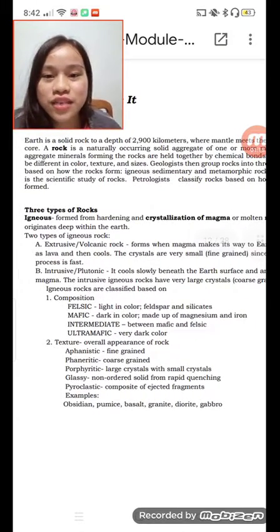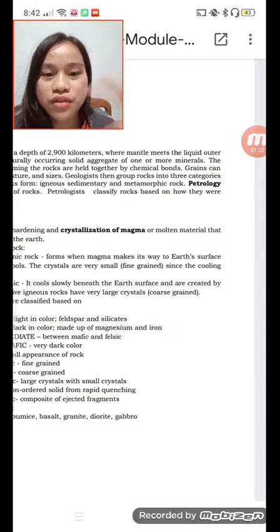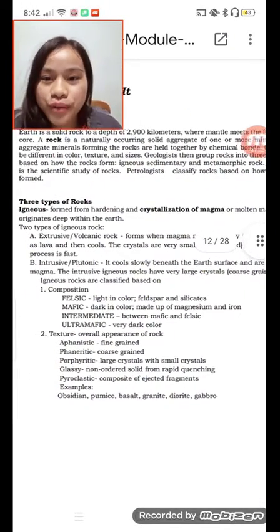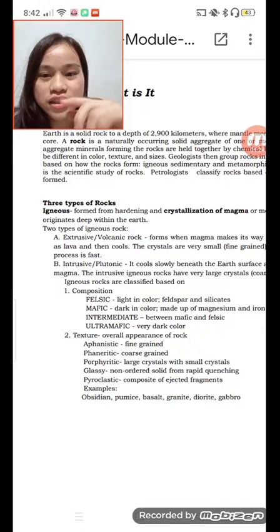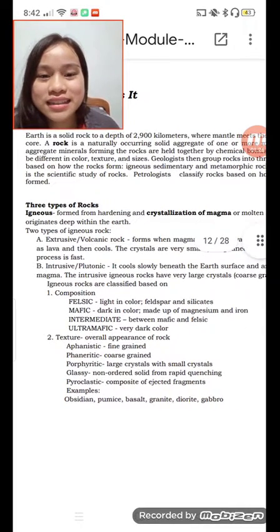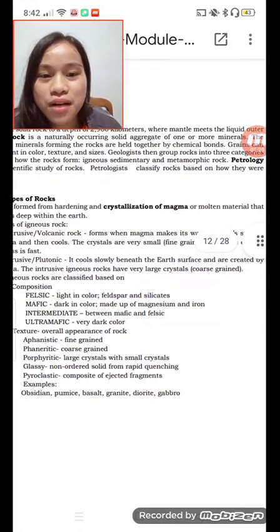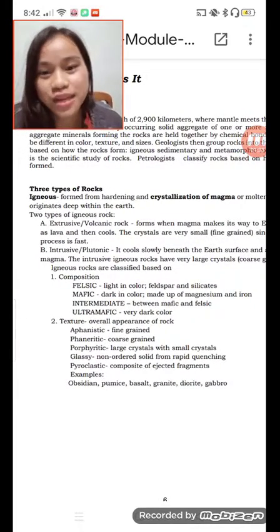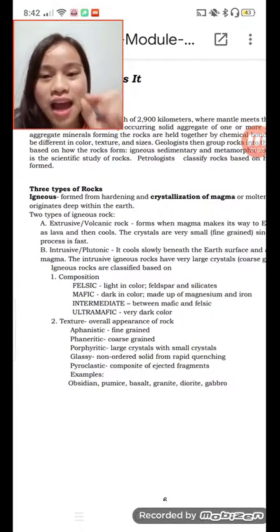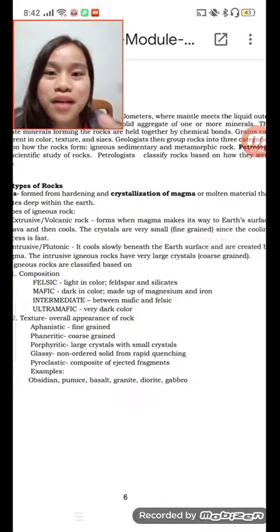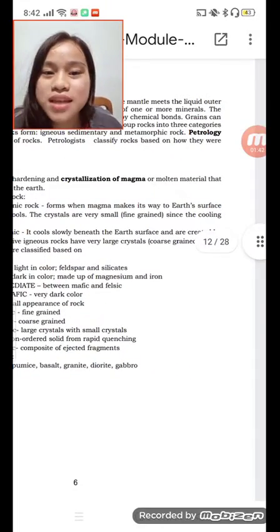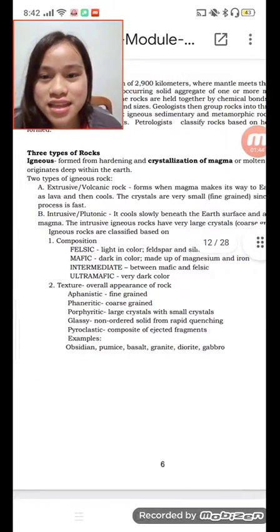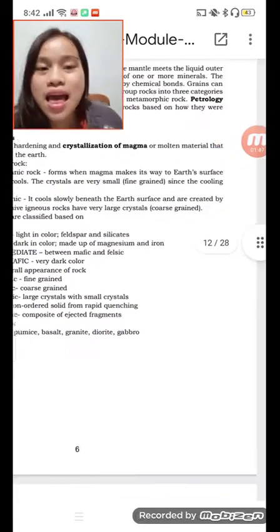Petrology is the scientific study of rocks. Petrologists classify rocks based on how they were formed. Three types of rocks: igneous, formed from hardening and crystallization of magma or molten material that originates deep within the earth. A. Extrusive or volcanic rock forms when magma makes its way to Earth's surface as lava and then cools.